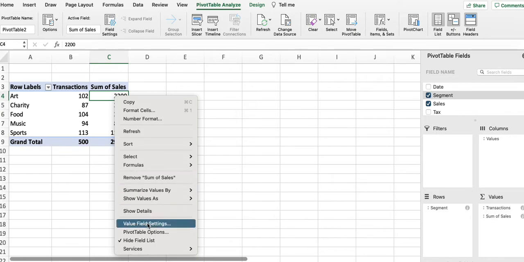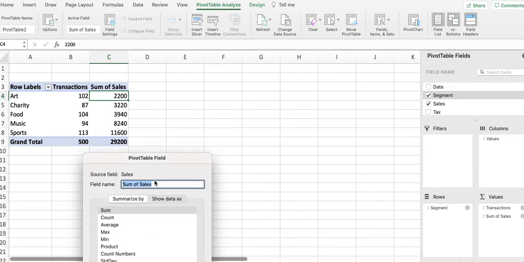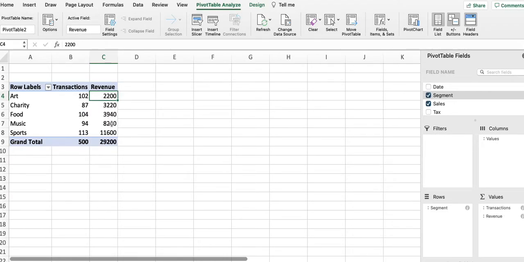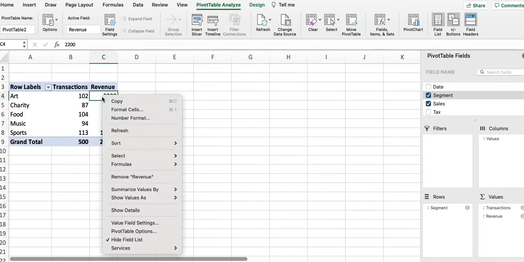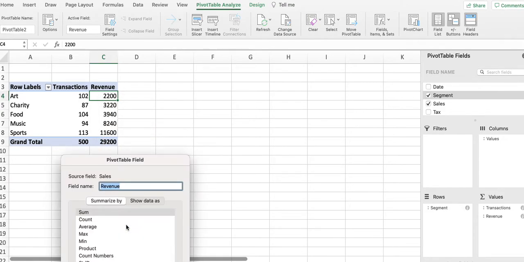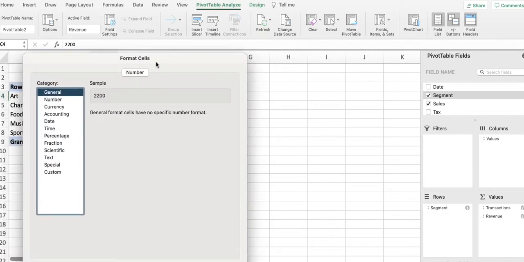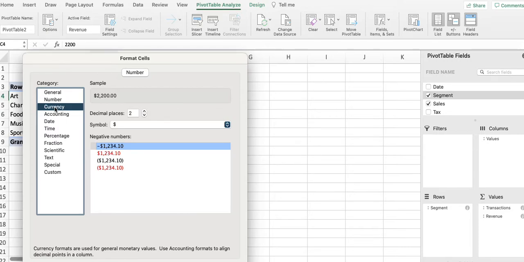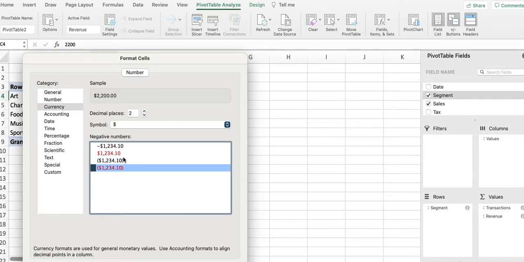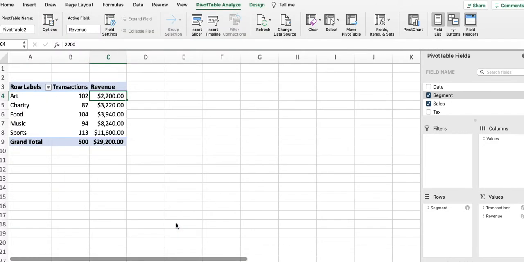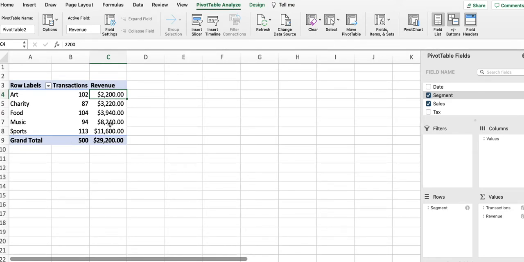So again, I can go over to value field settings, and maybe I want to call this revenue. So it changed my revenue, but maybe I want it to have the dollar sign. So again, I'm going to right click on value field settings, and I'm going to choose the type of number I want. I could go with currency. That actually looks pretty good. I'm going to choose this one. And the OK button is at the bottom. All right, so now I have my revenue.